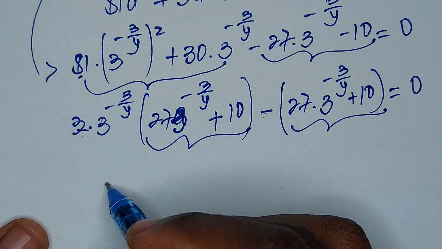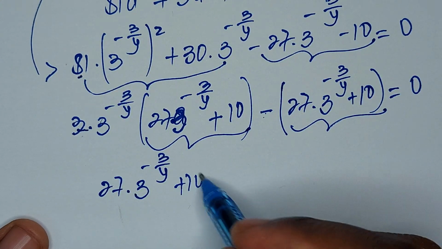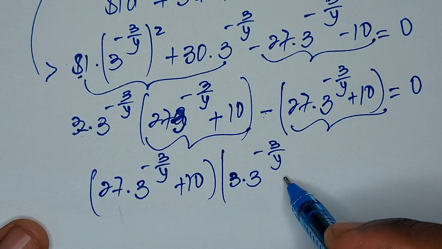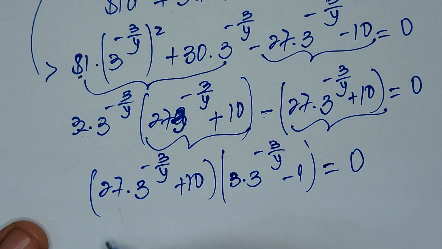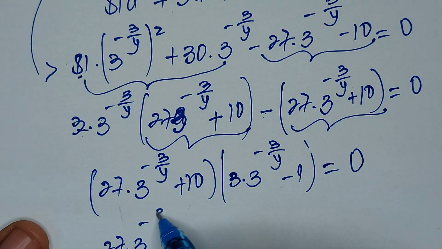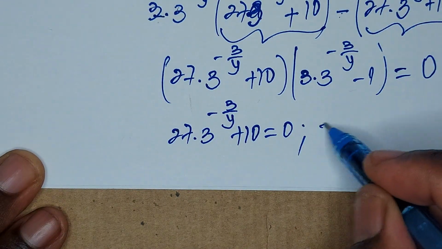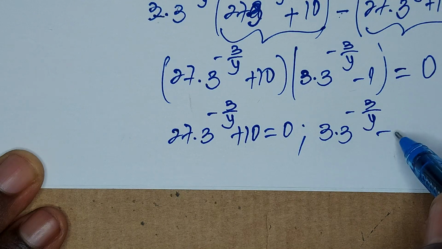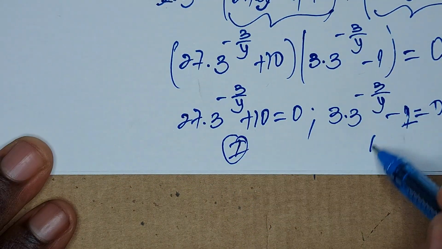Now I'm going to say that 27 times 3 to the power minus 3 over y plus 10 will multiply 3 times 3 to the power minus 3 over y, and we're going to have here the minus 1, and this will be equal to 0. So we made our factorization. So now we can say that 27 times 3 to the power 3 over y plus 10 is going to be 0, okay, guys? And 3 times 3 to the power minus 3 over y minus 1 is going to be 0 as well. Okay? So let's consider this first part, and this second part.